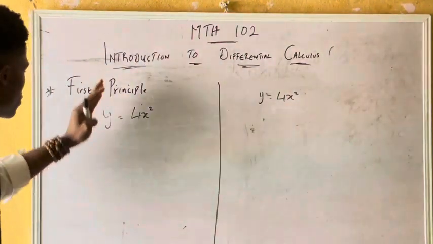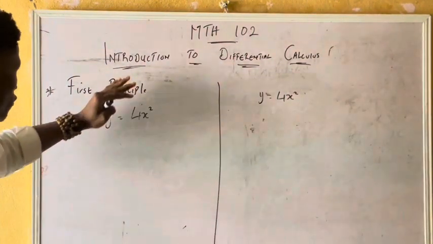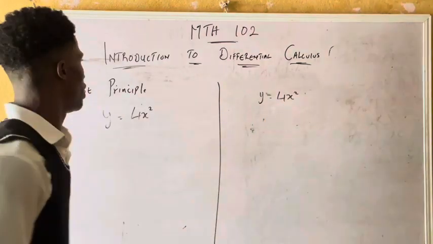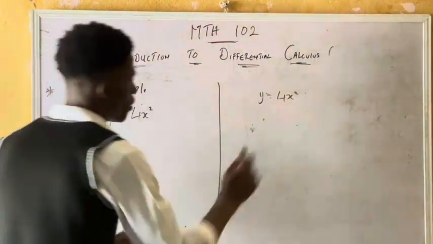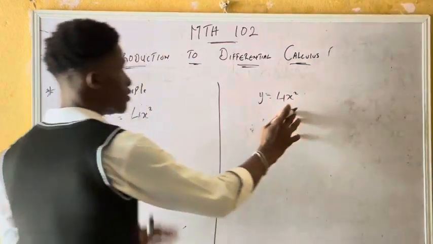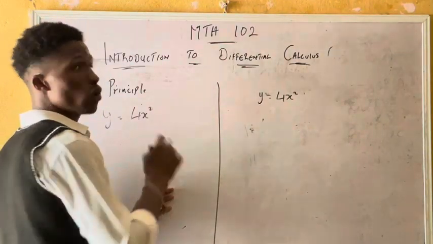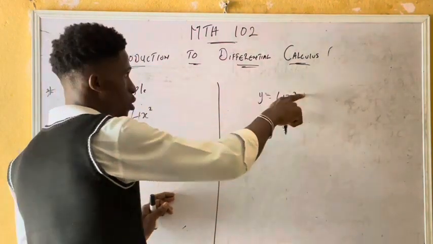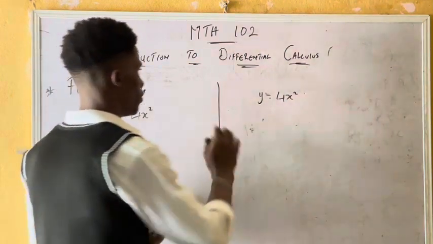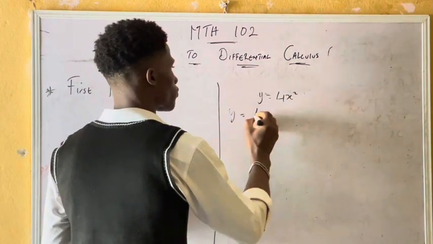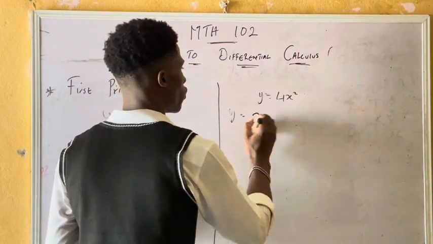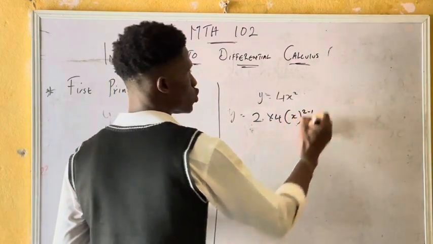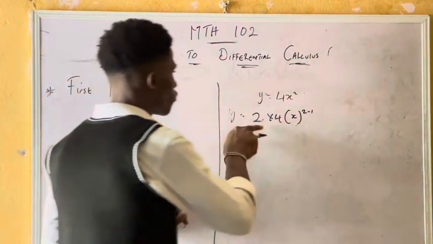Now, in this part of the board, we'll be solving with first principle. In this part of the board, we're solving using the power rule. Now, let's solve using the power rule first of all. Now, you know that the law using the power rule is that the power will multiply the coefficients and then you subtract 1 from the power. Simple. y is equal to 2 times 4, which is the power, times 4, x to the power 2 minus 1, right? What do we do next?